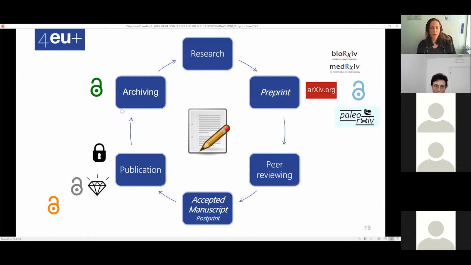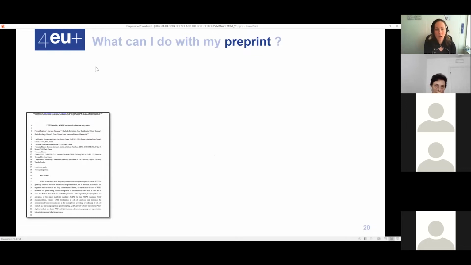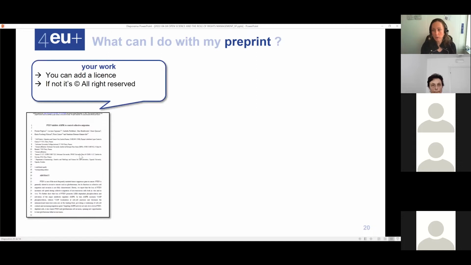Okay, so now let's have a look at rights management at these different stages of the cycle, and rights management regarding the sharing and reuse of your work. Okay, so first, what can you do with your preprint? Here is a basic example of a preprint. Basically, a preprint is your word-processed manuscript, or LaTeX if you are in physics and mathematics. It's your manuscript before sending it to a publisher. So this is your work, maybe a teamwork, but the work of you or your team. And you control the copyright of it because it's your work.